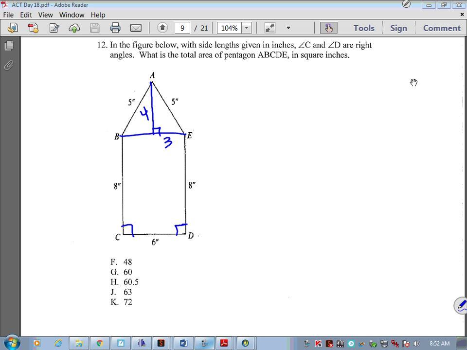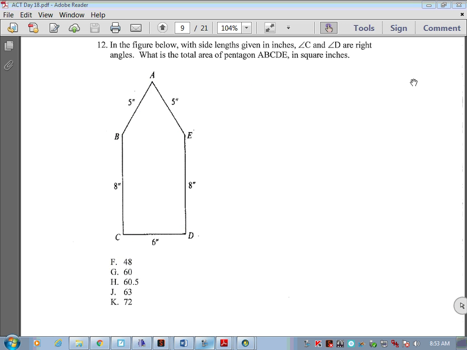So 6 times 8 is 48 plus base times height, which in this case is still 6, right? The base of the triangle is still 6 times 4. 6 times 4 is 24 divided by 2, 12. 48 plus 12, okay, should be what? 60. Okay, so that's just area of a composite figure. Break it into 2 shapes that you can easily find the area of. Don't forget your Pythagorean triples, right? Or your Pythagorean theorem if you don't remember that, okay?